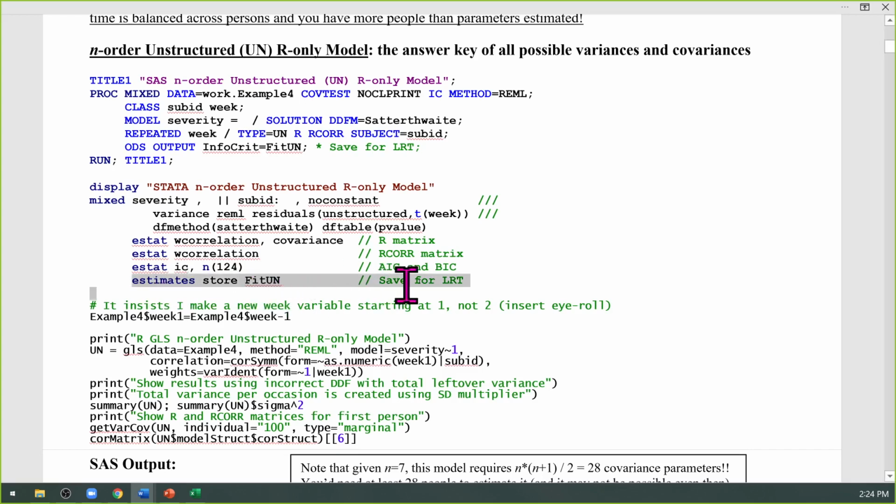And I am storing the fit statistics from this model with an estimates store option, and I am naming that piece of output that I am saving fit UN for fit for the unstructured model, which is the same name that I gave it in SAS.